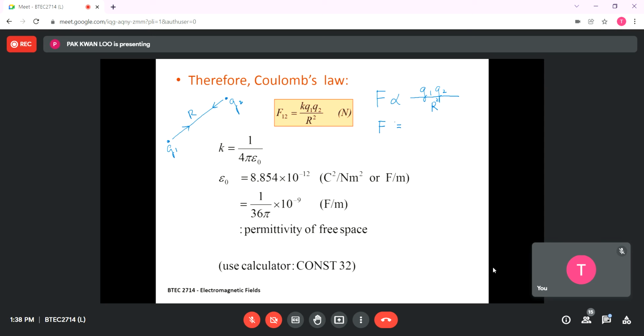So in order to make this law, or the formulation, valid, there's a proportionality constant K, which is shown here. And K is 1 over 4 pi epsilon naught. For now, we call this epsilon naught the permittivity of free space.